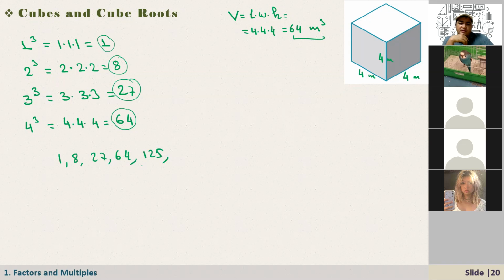Yasmin, what is the next number here? 6. I mean, the answer is 216, but it'll be 6 times 6 times 6. Okay, 216. How about the next number? 7, right? Yes. 343. 343. What is the next number?